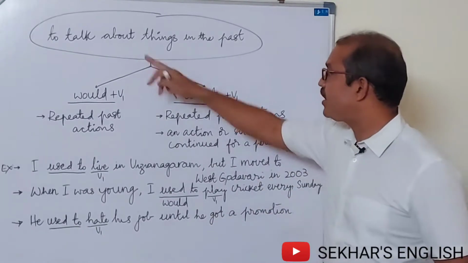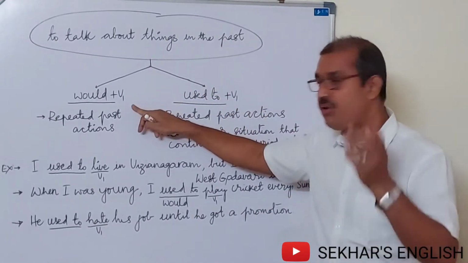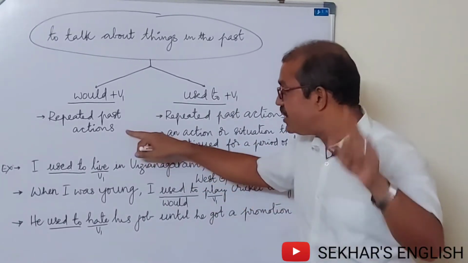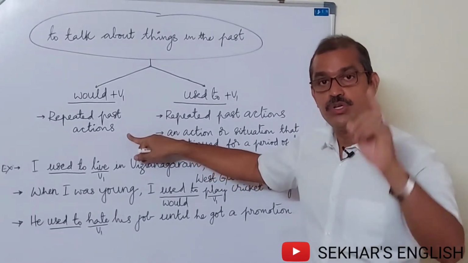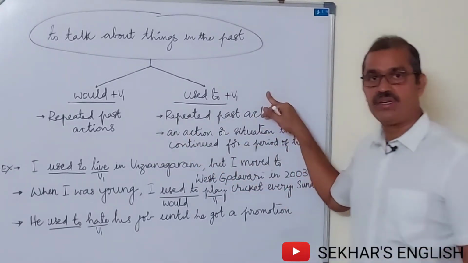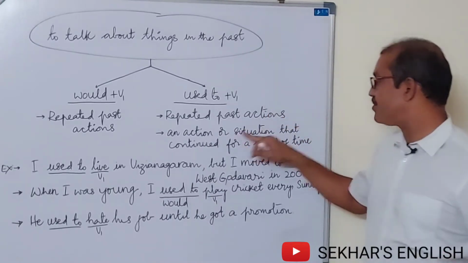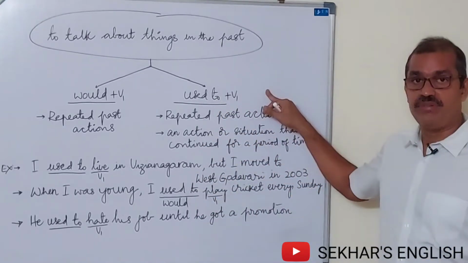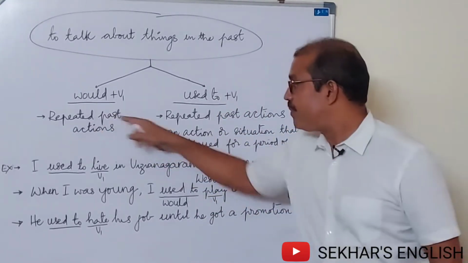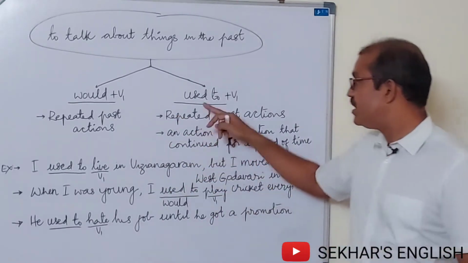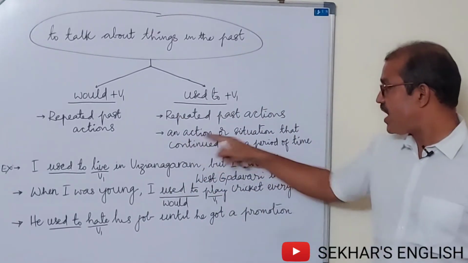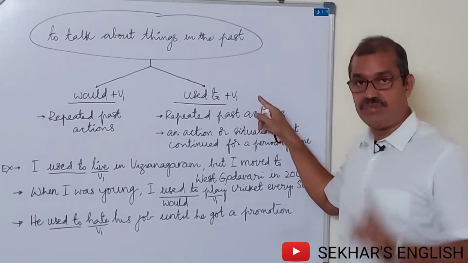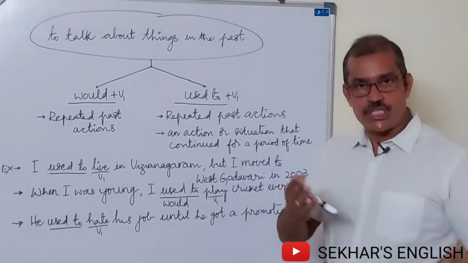Friends, generally to talk about things in the past, we use would or used to. But if it is a repeated past action, then we can use would plus V1 or used to plus V1. But if it is an action or situation that continued for a period of time, then we have to use only used to plus V1. Remember it. So for repeated past actions, we can use would plus V1 as well as used to plus V1. But for an action or situation that continued for a period of time, you have to use used to plus V1, right? Friends, to make it clearer, let's go through some examples.